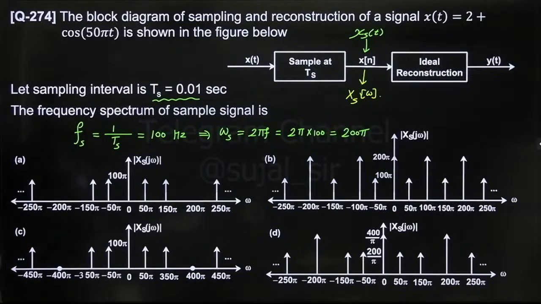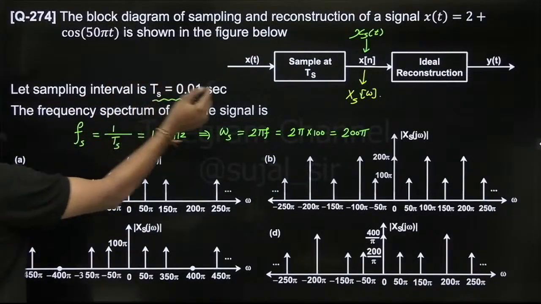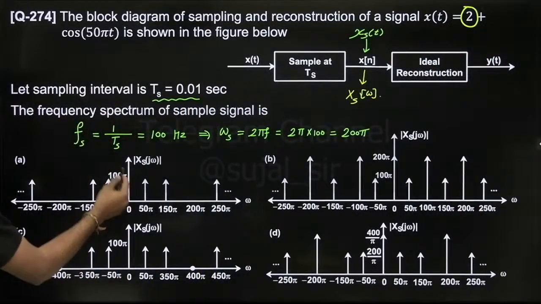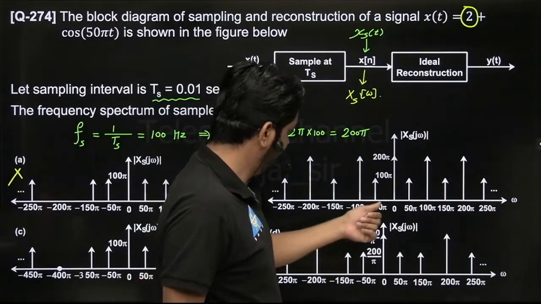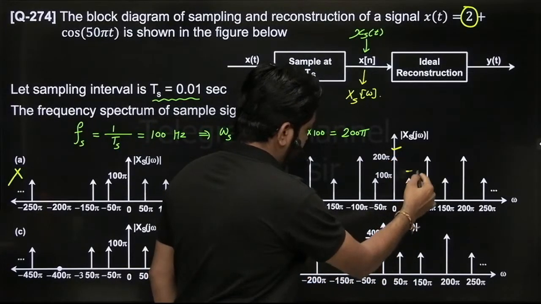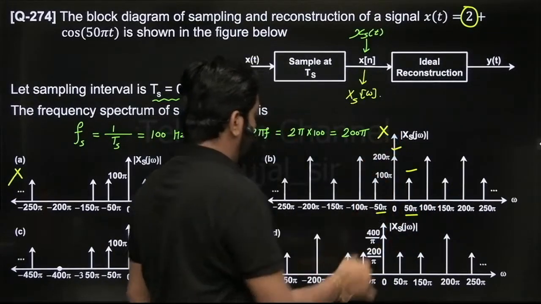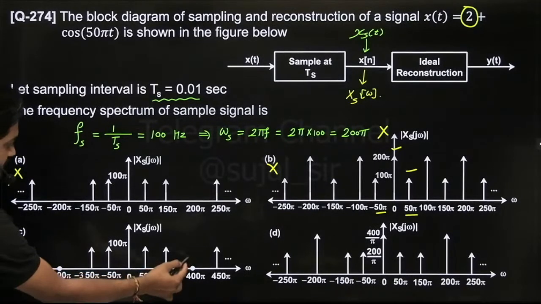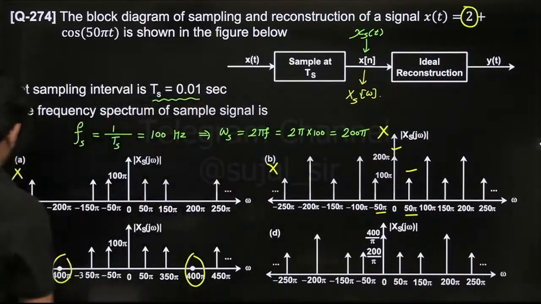So out of these, which option should be the correct answer? Option A is not possible because the center DC is missing. Now option B: at DC, yes, an impulse is present, then 50, minus 50, then 100 pi. No, guys, 100 pi is not possible, so option B is also not possible. Next, is the center present in option C? No, the center DC impulse is missing, so option C is not possible.